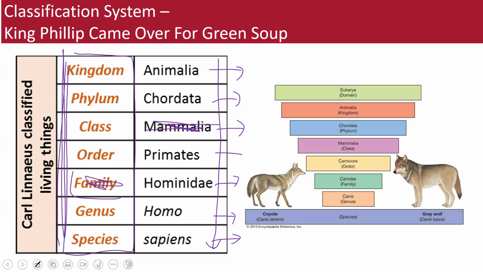So at the top, I've got a little mnemonic to try and remember it. King Philip came over for green soup. Now you can change the wording if you want. It generally wouldn't surprise me if they do another table or something about classification where you've got to remember that order in orange. So king, kingdom, Philip, phylum, class, order, family, genus, species. Generally, I would remember that.